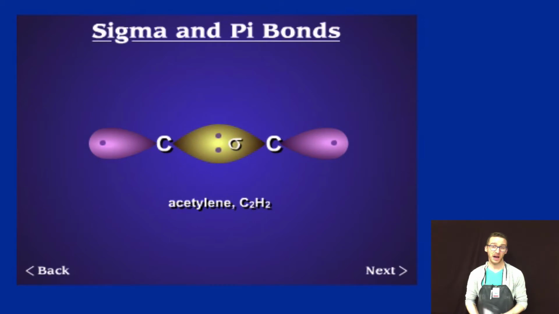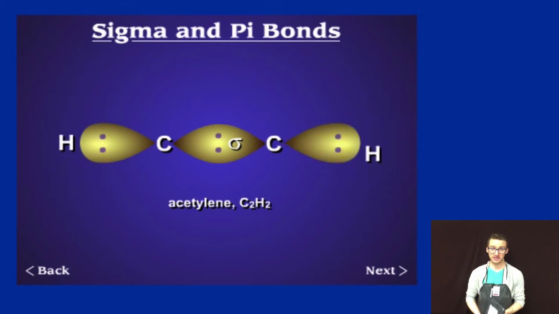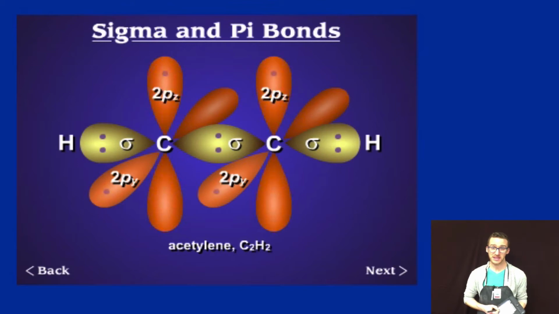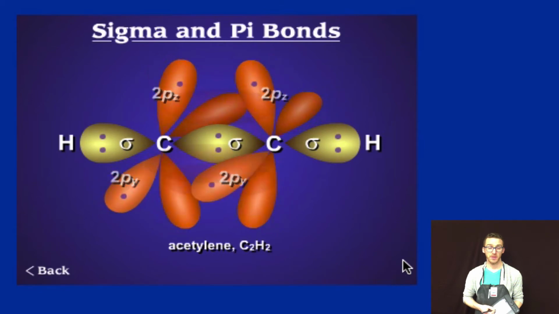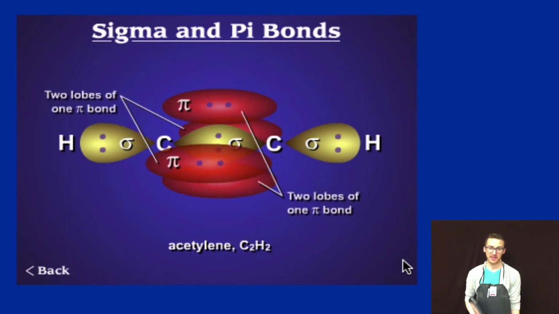When that sp hybrid orbital overlaps with the sp hybrid orbital of the neighboring carbon, we create our sigma bond, directly overlapping. If we add in the hydrogens, again, single bonds, therefore additional sigma bonds. But recall that the carbons each have 2 unhybridized p orbitals. And when the unhybridized p orbitals overlap, they're going to overlap side by side, not end to end, giving us 2 pi bonds in the triple bond overall.